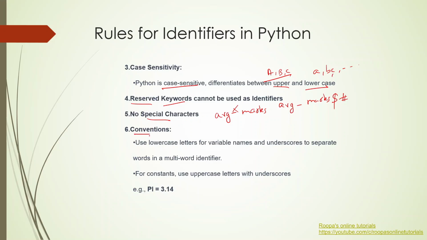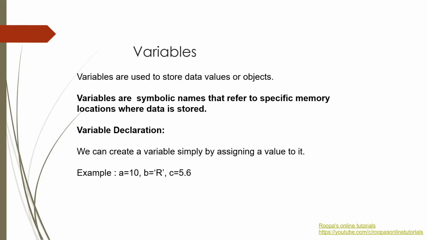Then there are some special conventions. Conventions are just for convenience. Use lowercase letters for variable names and an underscore to separate words in a multi-word identifier. That I have shown you here. And for constants, use uppercase letters with underscore. So for example, here pi is equal to 3.14. We know the value of pi is not going to change, so we have represented the constant with a capital letter. When you are writing the program, it becomes easier for other users to know that this particular value is a constant. It is not going to change throughout the program. Next, we talk about variables.